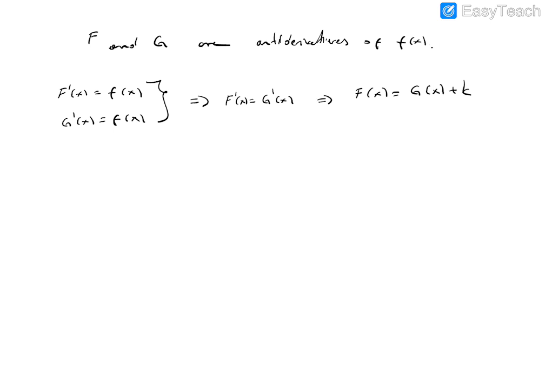Okay, so as a theorem, we can give this result. If you know one of the antiderivatives of any small f function, you can write all antiderivatives by adding the constant term k, where k is a constant, any real number.